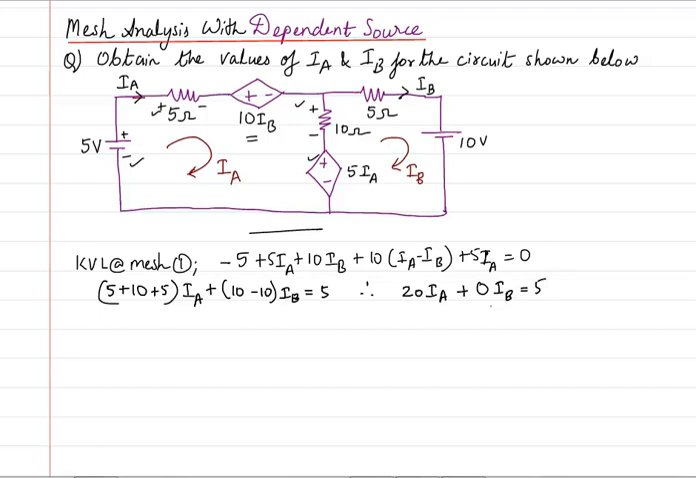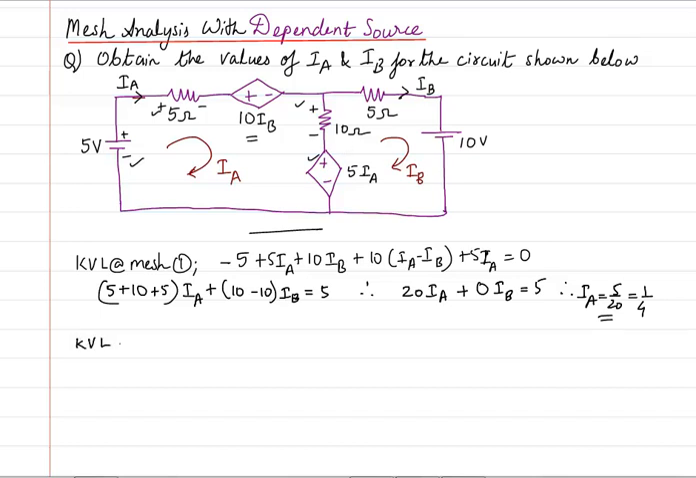Now from here I can actually find out IA directly. Therefore IA is going to be equal to 5 by 20, which is going to be 1 by 4. Okay, so anyway, there is no need to use calculator. I have directly found out IA here. Next we will go for the second mesh.